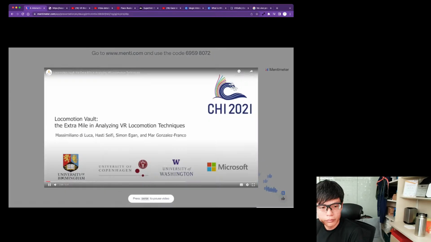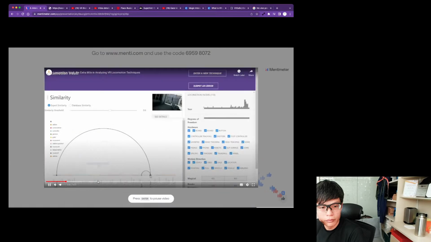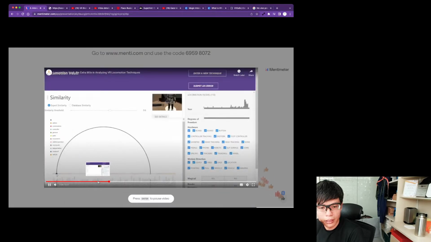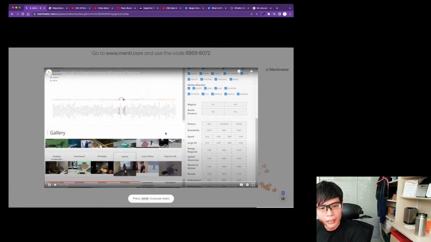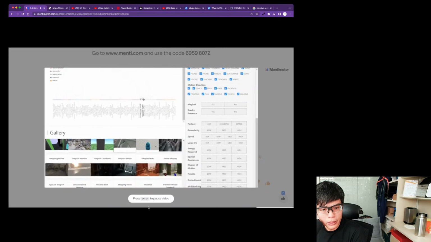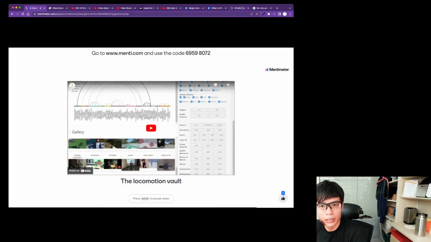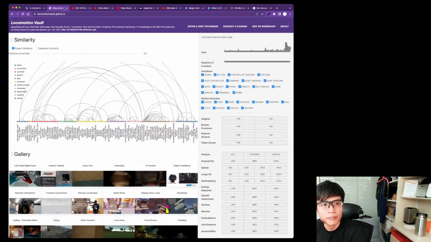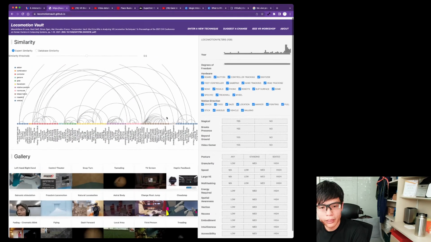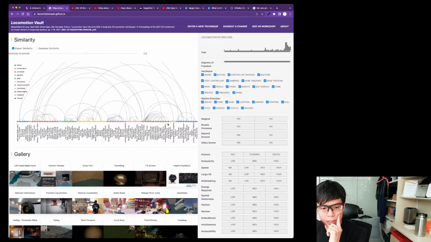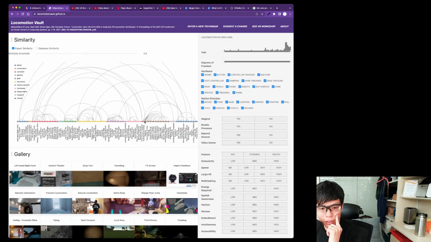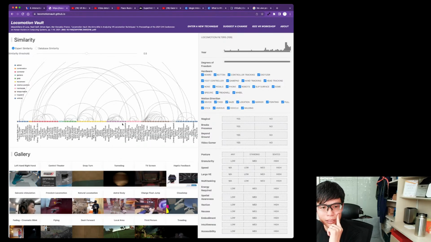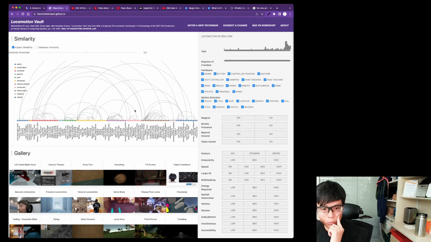Okay, here is a video of something that I showed in this week's video content as well. This is called the locomotion vault. Actually, there's no need to watch this video because I was just opening it just now. Oh, here. Okay, so this is the actual website, which I think is a good way to highlight just how much work is being done in this single interaction use case, locomotion.